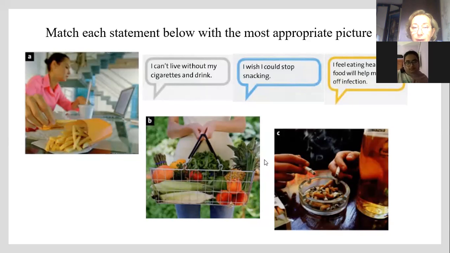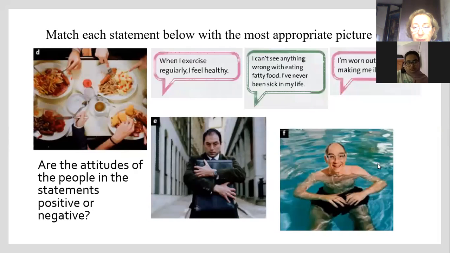And this statement, I feel eating healthy food will help me fight an infection. This is picture B. And what kind of food is there in her basket? Vegetables and fruits. Fruit and vegetables. Okay. So, there is another set of pictures here.